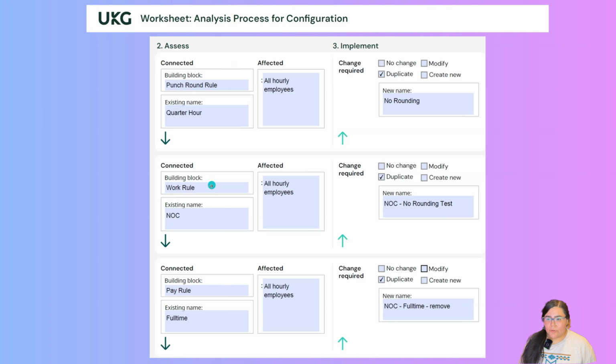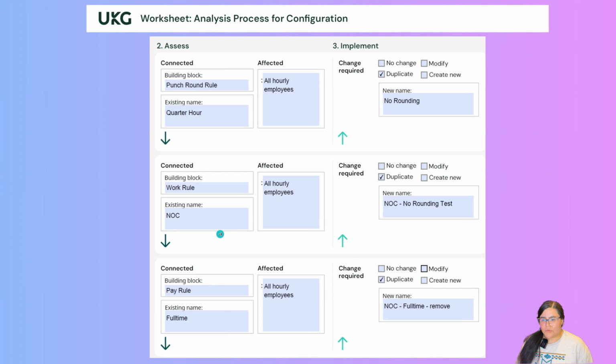And then, of course, I'm working my way up the layers of the cake. So that work rule is connected to an existing rule called knock. And I ran a report and saw that it is affecting all hourly employees, which is our target audience for this change. And best practice, I'm duplicating that rule and naming it a no rounding test, for now at least. And then I can update the name once it is live.